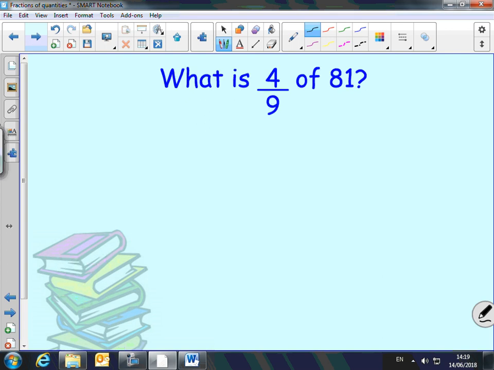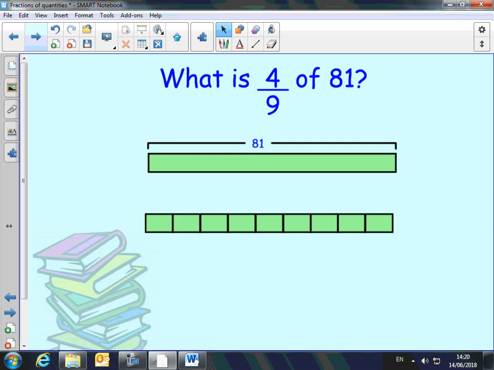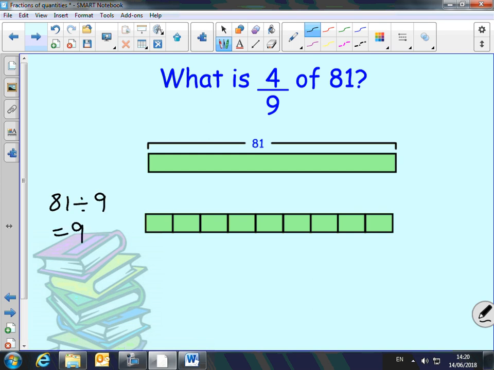Your next question was, what is 4/9 of 81? So you have one whole bar, and that represents 81. You then need to split that up into 9 equal parts, and we need to work out what each part contains. So it's going to be 81 divided by 9, and that gives you 9. So each of your boxes should contain 9. So as you can see, 1/9 is equal to 9, and we want to know what 4/9 is equal to. So we say 9 times 4, and that's going to give you 36.